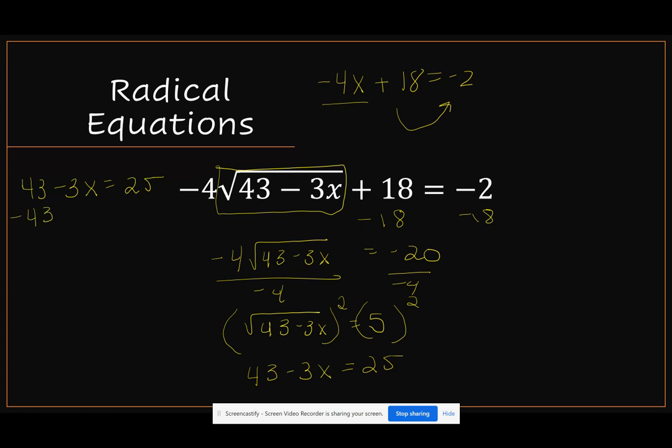We're going to subtract 43 from both sides. So we get negative 3x equals negative 18. And we're going to divide by negative 3. So x is positive 6.